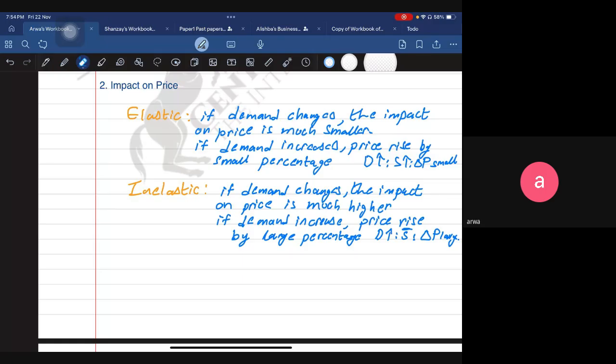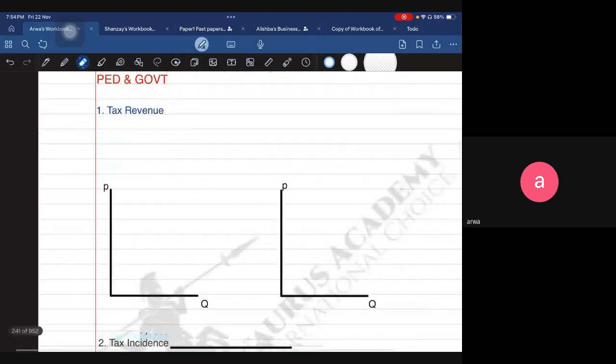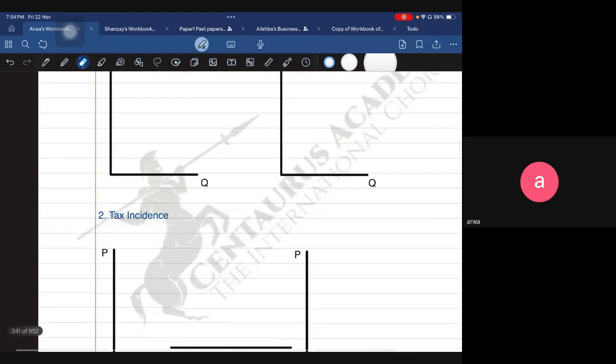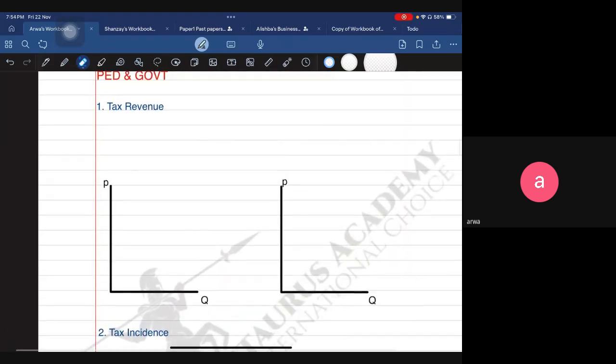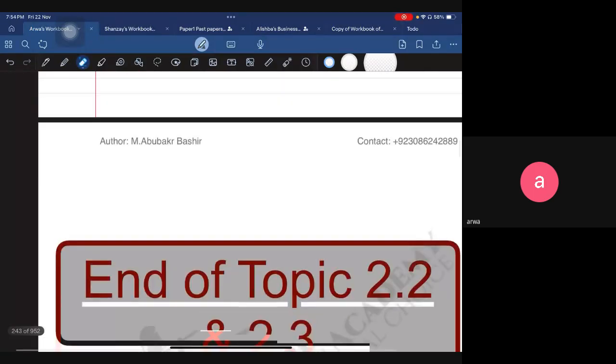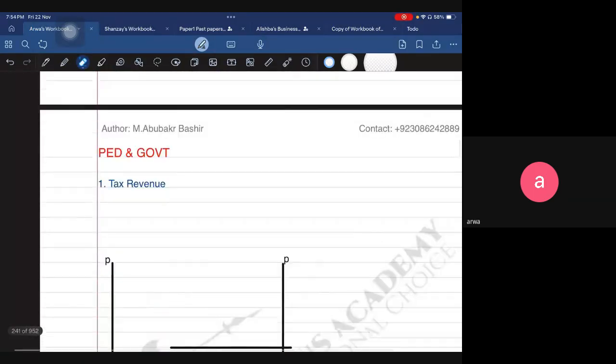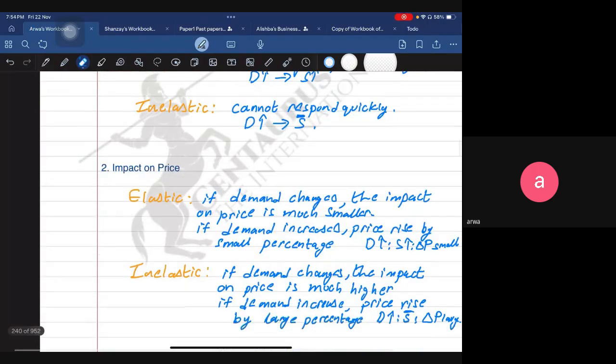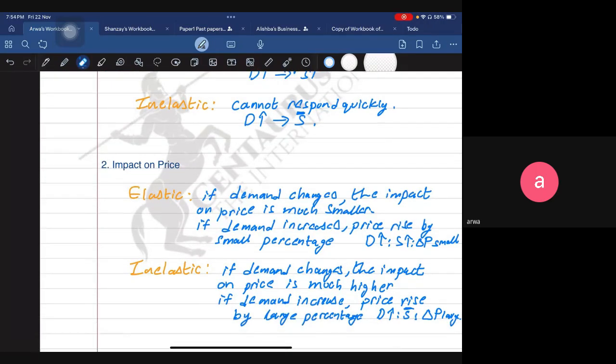So this is it. We are done with this, but we are still left with PED and government, because there are big graphs here and I don't want to do it in a rush. So we'll do it in the next class. Just a little bit, 2 pages.